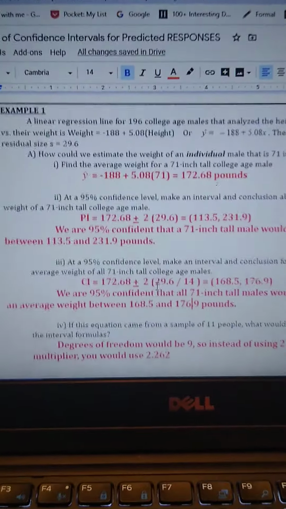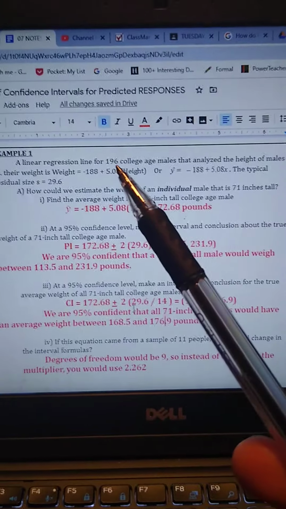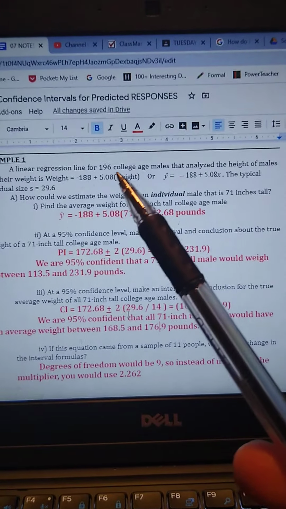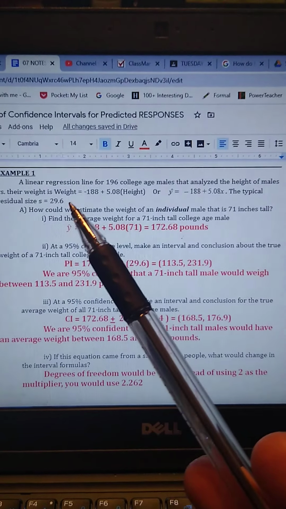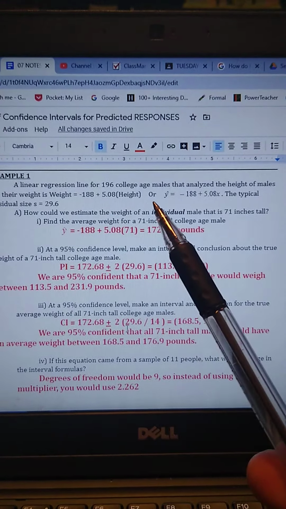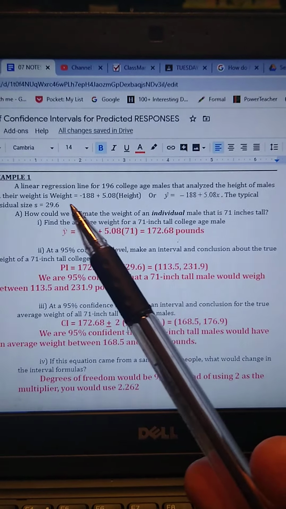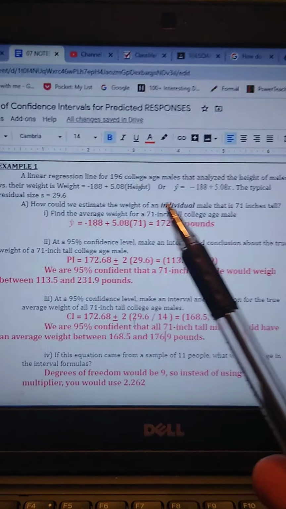All right, let's do our example. We tracked 196 college-age males, big sample size, probably going to be using z-score here. We tracked their heights and weights. Here's our equation, comparing height and weight. Here it is with notation.